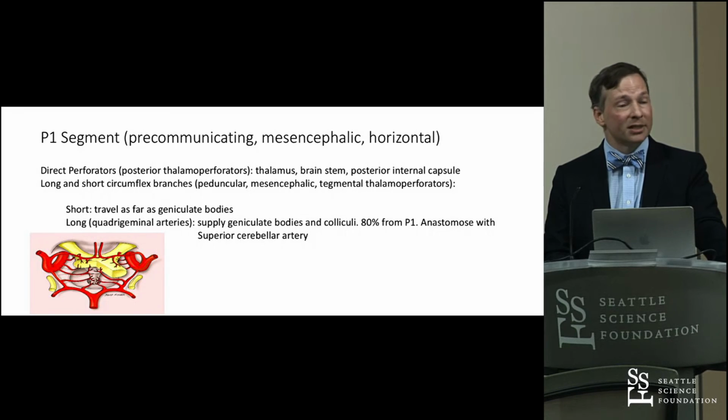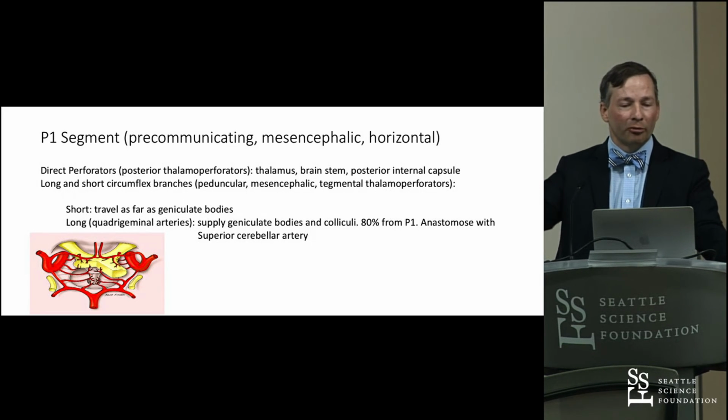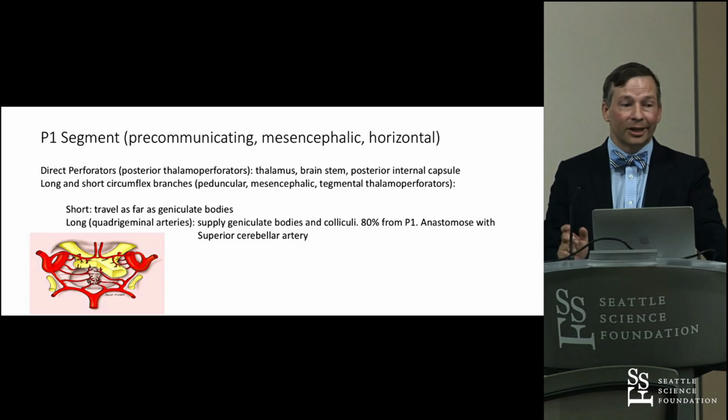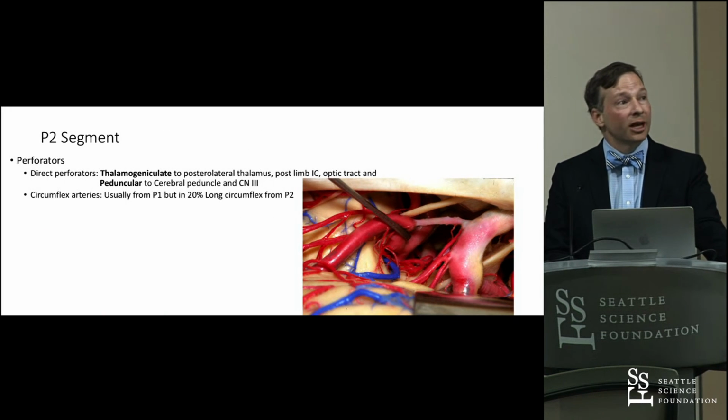The P1 segment, also called the precommunicating, the mesencephalic or the horizontal segment, has direct perforators. You can read that list. It goes to very important things in the tegmentum and adjacent areas. The short circumflex vessels just go to the geniculate bodies and stop, so they perforate there and before, and then everything posterior to that thalamic area is going to be the long arteries, which are sometimes called the quadrigeminal or the collicular branches. P2 segment, those direct branches are thalamogeniculate and peduncular that we just mentioned. They supply not only the brain stem, but also the adjacent cranial nerve, so cranial nerve 3 as it's wrapping around.